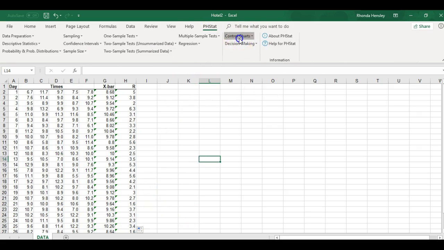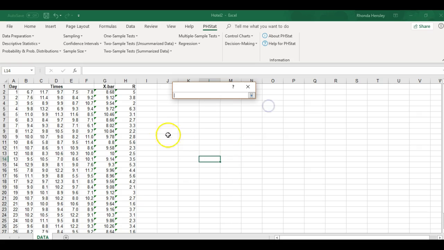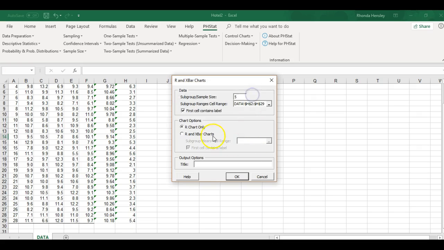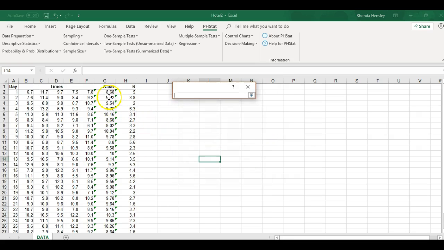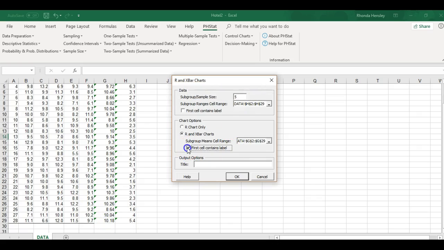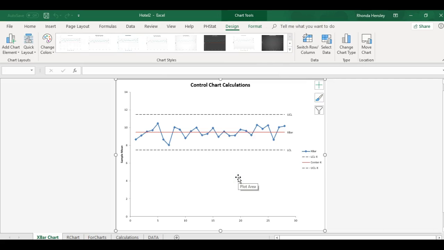Go back to PHStat and control charts, XBAR R. My sample size is 5. For my range, I'm going to pick off these ranges. Again, I'm not going to select, I have in my notes, do not select this. I'm not going to select the title. And then I'm going to click on XBAR and R. Again, I'm going to go back and I'm going to select just the XBARs for those 28 days and unselect that box. And then I'm going to say OK, and it should create my charts.